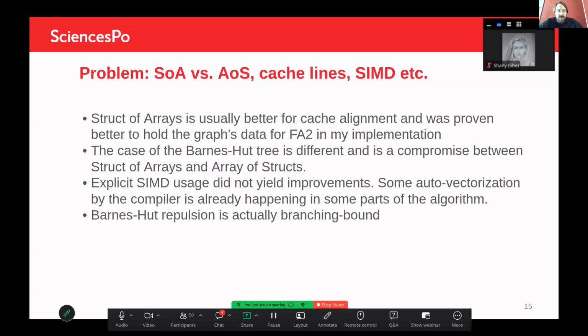Other problems I had to solve were to choose a memory layout, basically. So I benchmarked struct of arrays versus array of structs. SOA is usually better for cache alignment, but in the case of the tree, I found that a compromise between both memory layouts was actually better. I experimented with some SIMD instructions, but I found that basically everything was auto-vectorized correctly, and I did not find any way to improve the performance further using explicit SIMD. Another issue is that Barnes-Hut repulsion is actually branching bound, and you can't make it branchless, so you have to find ways around this also.